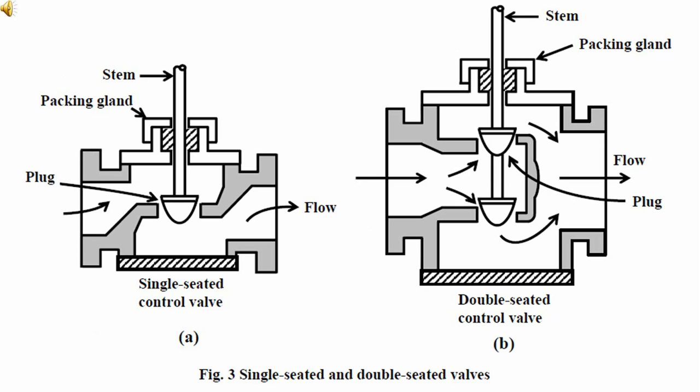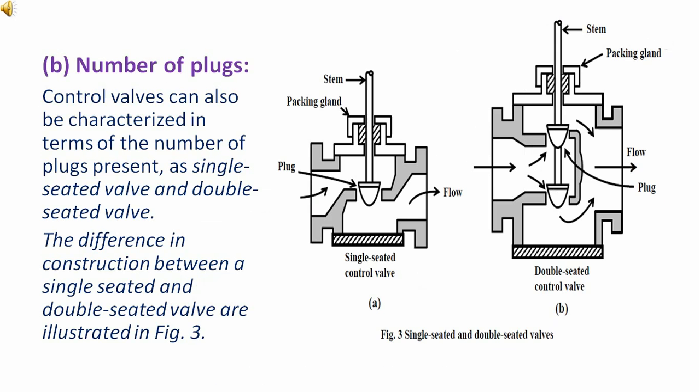Figure 3. Single-seated and double-seated valves. B. Number of plugs. Control valves can also be characterized in terms of the number of plugs present, as a single-seated valve and double-seated valve. The difference in construction between a single-seated and double-seated valve are illustrated in figure 3.